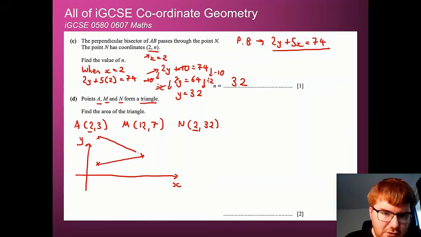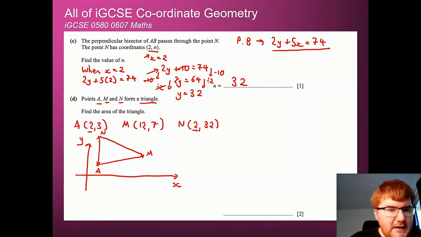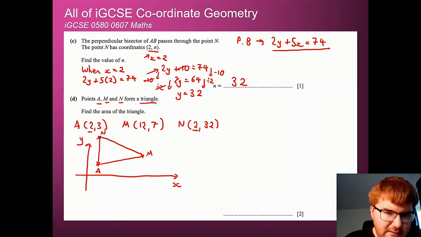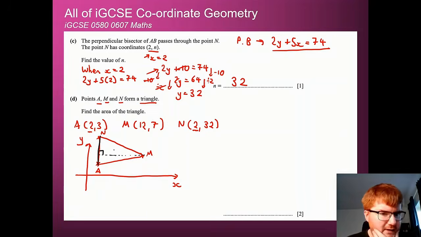So we get a triangle. What's crucial here, and the first thing I notice in this question, this is A, this is N, this is M. This is a straight line upwards, which is going to make our life a lot easier actually calculating the area. Remember, the area of a triangle is the base, so this is going to be our base in this case, multiplied by the perpendicular height divided by 2. So let's work out these things.